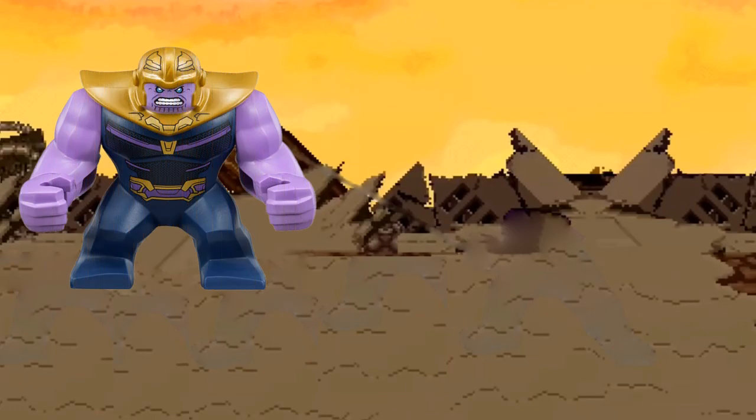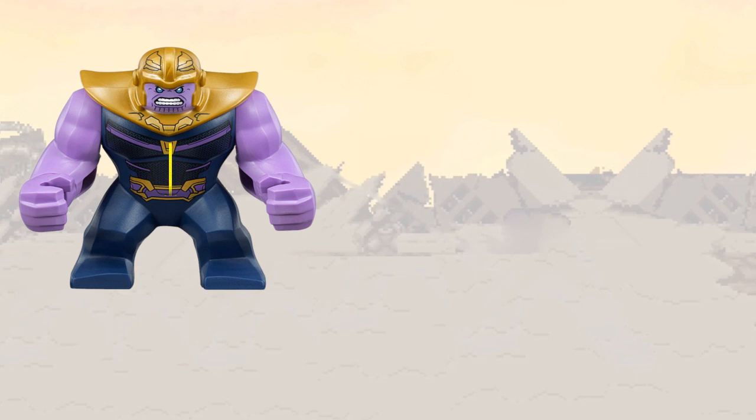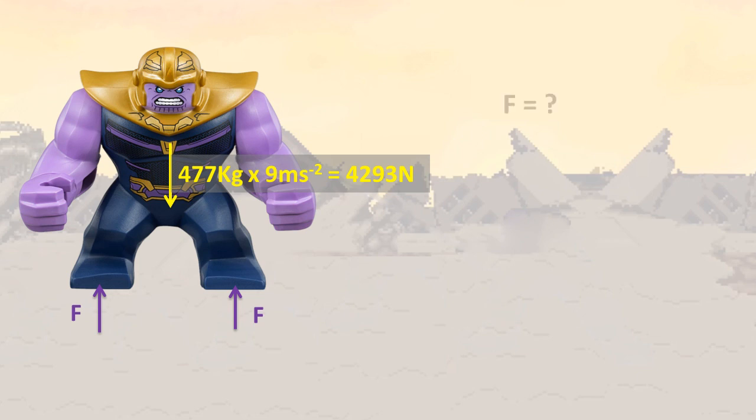Now, let's look at the boss, Thanos. His mass is 477 kilograms. If the gravitational constant of the planet is 9, then the gravitational force will be 4,293 Newton. Suppose both his feet have the same reaction force from the ground, then what will be the force acting on each foot? Using the same principle as in the previous example, we just add up all the forces in the vertical direction.